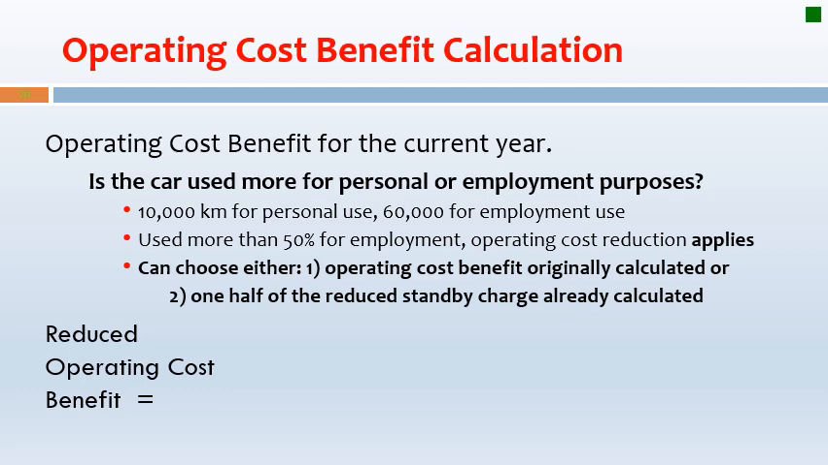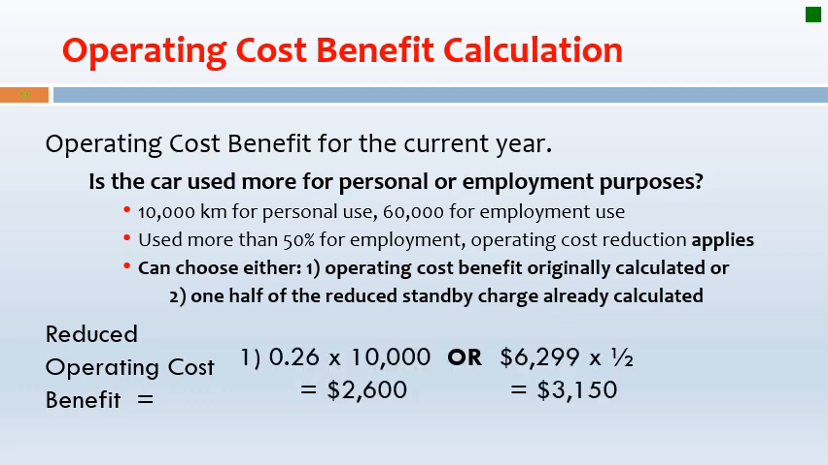So our operating cost benefit here is going to be one of these two things. Our initial operating cost benefit using the prescribed rate times the number of personal kilometers is 0.26 times 10,000, or 2,600 bucks. We can then take a look at the standby charge that was calculated in the previous step, multiply that one by 1/2 and compare the two. Again, we're going to want to choose the smallest one because we want the benefit inclusion to be as small as possible. So in this case, we're going to choose the $2,600.